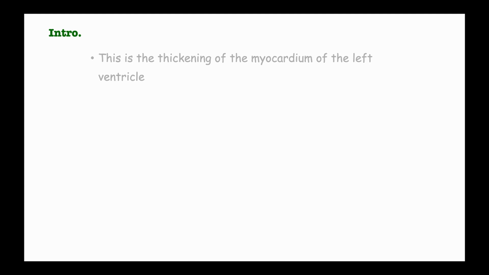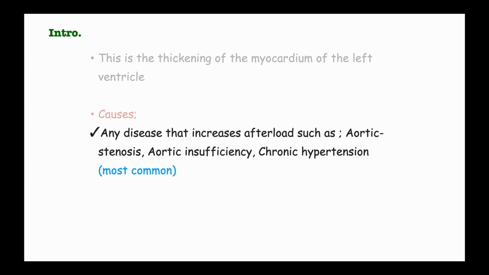So what are the causes of left ventricular hypertrophy? Now, though left ventricular hypertrophy by itself is not a disease, it's usually a marker for diseases which involve the heart. And these diseases which can cause left ventricular hypertrophy include any condition which can increase the afterload, such as aortic stenosis, aortic insufficiency, and chronic hypertension. And chronic hypertension is the most common cause of left ventricular hypertrophy.